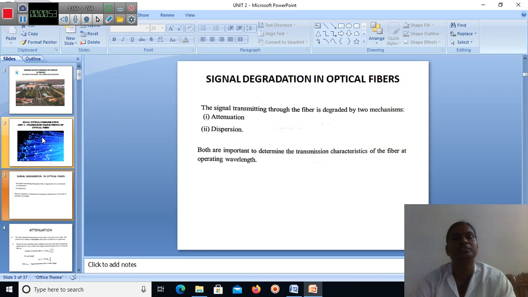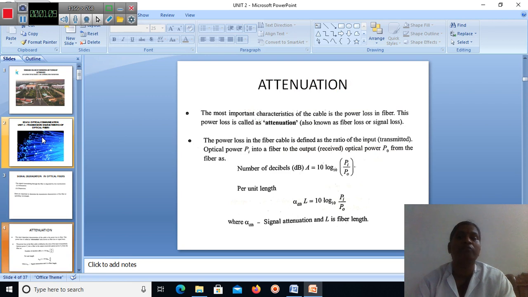The signal transmitting through the optical fiber is degraded by two mechanisms: one is attenuation and the other is dispersion. Both are important to determine the transmission characteristics of a fiber at an operating wavelength. What is attenuation? Some of the signal is lost while traveling from one place to another. The most important characteristic of a cable is power loss in an optical fiber cable. This power loss is called attenuation, also known as signal loss.